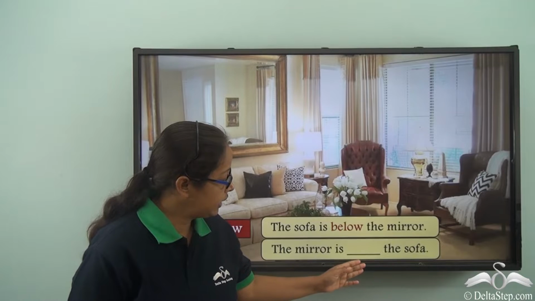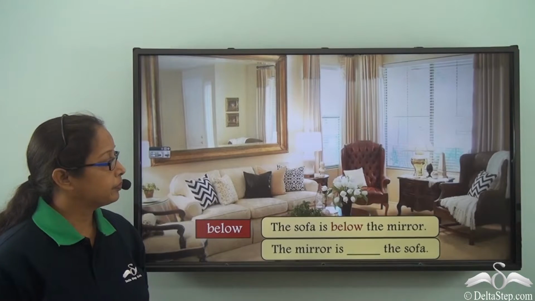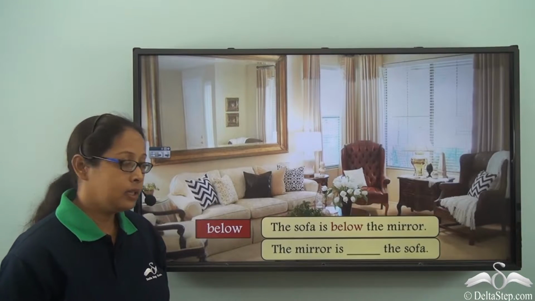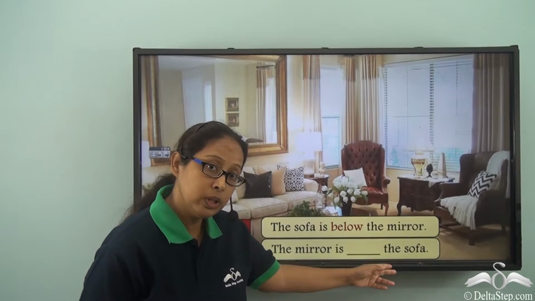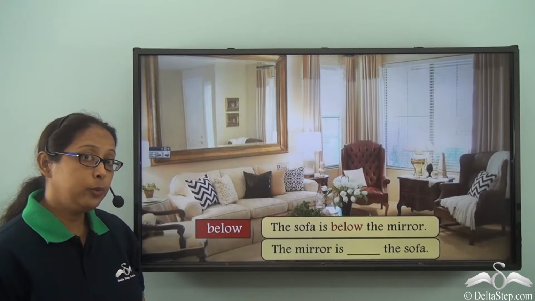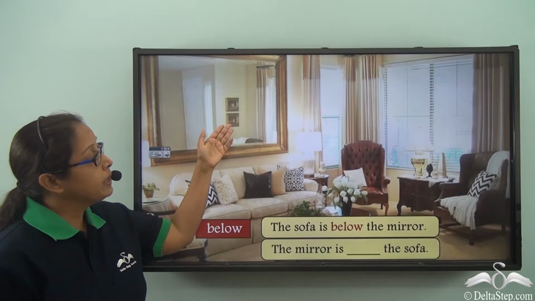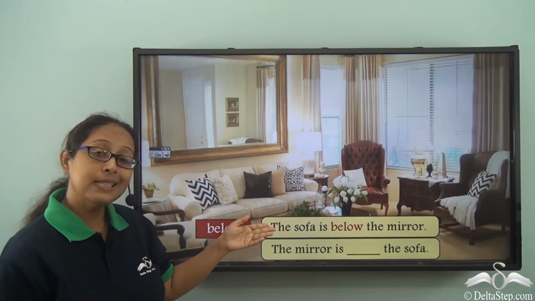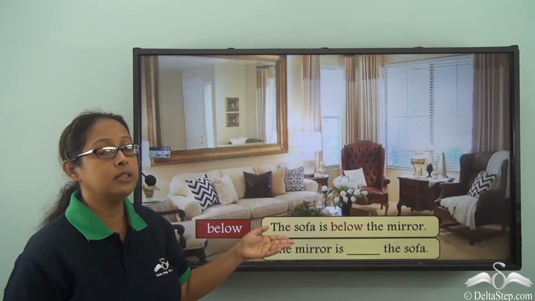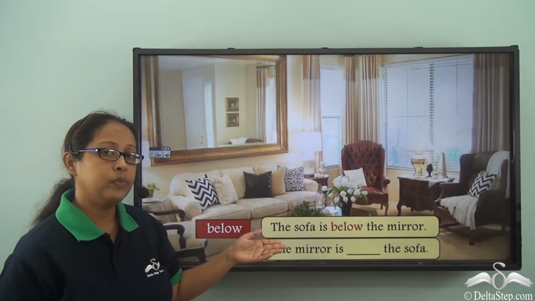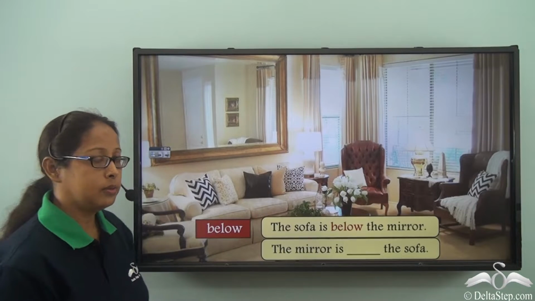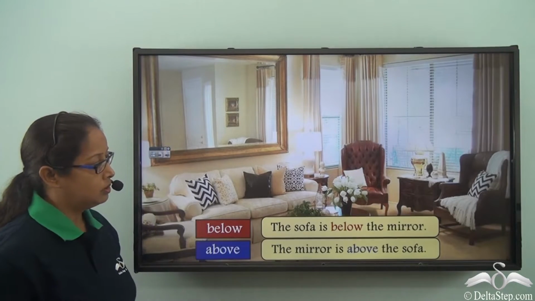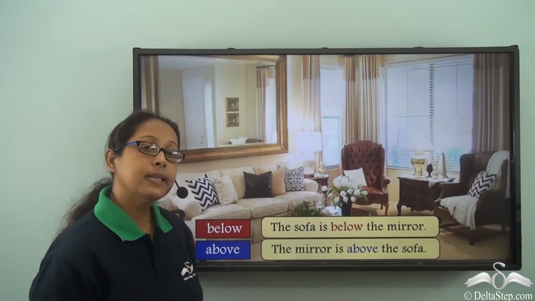The mirror is dash the sofa. Can we say the mirror is below the sofa? What would we mean? We would mean that the mirror is lower than the sofa. Is that the case? No, that is not the case over here. So what would be the answer? The answer is above.